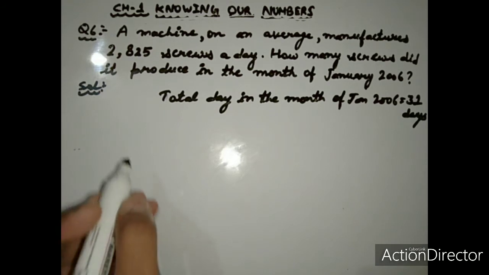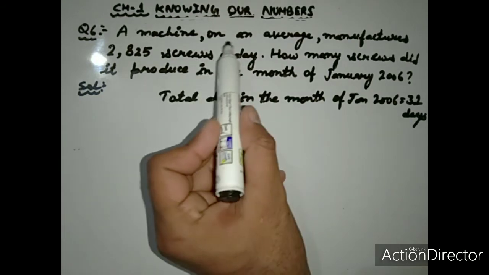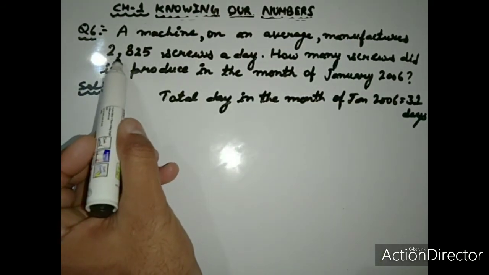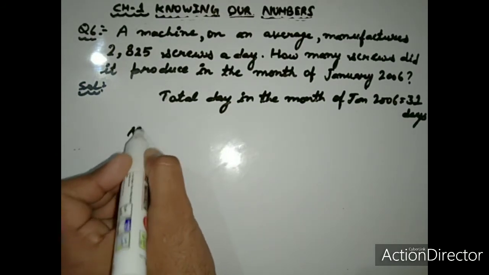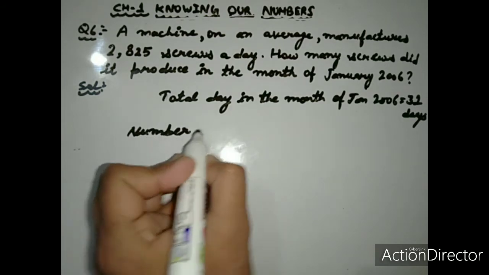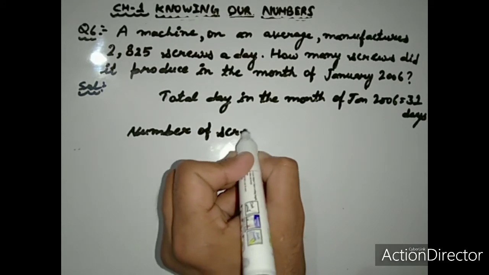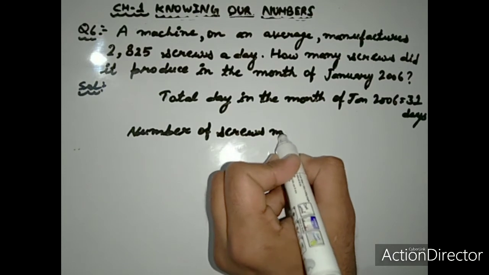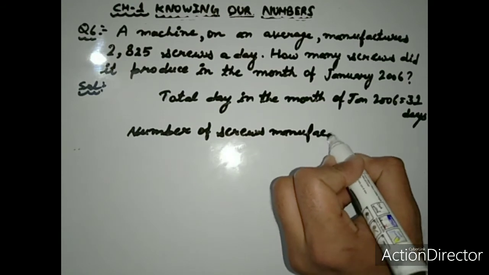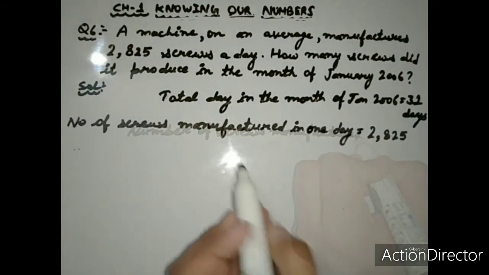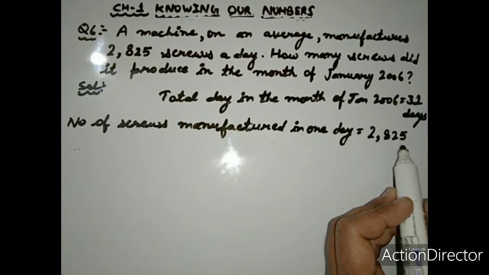Now, the number of screws manufactured in one day. So in one day, a total of 2825 screws are produced. So here we write: number of screws manufactured in one day equal to 2825.